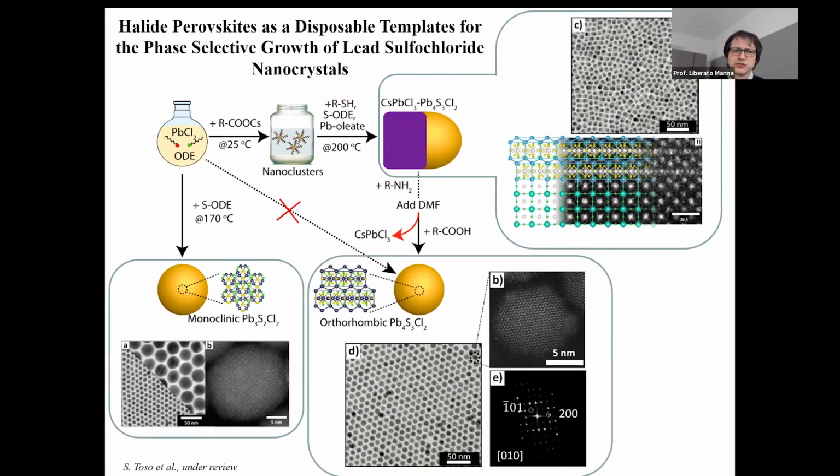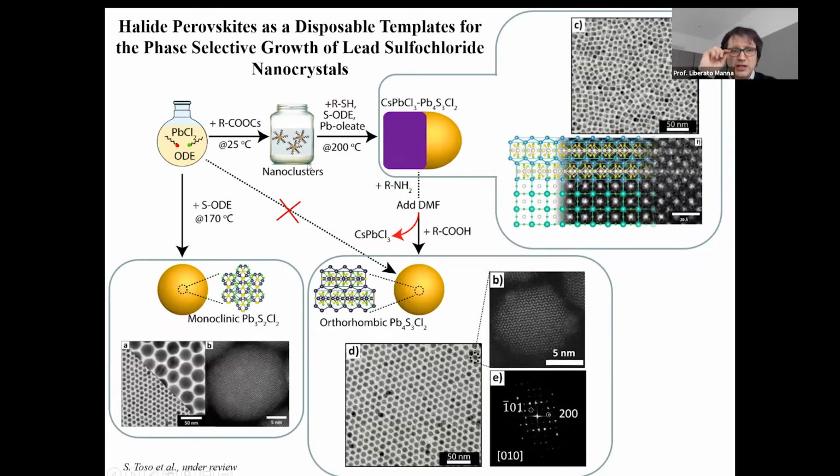Now, as the last example of what we can do with this combination of materials, I'm showing you a possibility of using these nanocrystals of perovskite as sacrificial templates for the phase selective synthesis of chalco halide. We are moving now to the chloride-based systems, and so we are making chalco chloride nanocrystals, lead sulfide chloride. When you try to synthesize these nanocrystals in solution, in the absence of perovskite nanocrystals, you end up with the monoclinic phase of lead sulfide chloride with this stoichiometry, lead 3 sulfide 2 chloride 2.